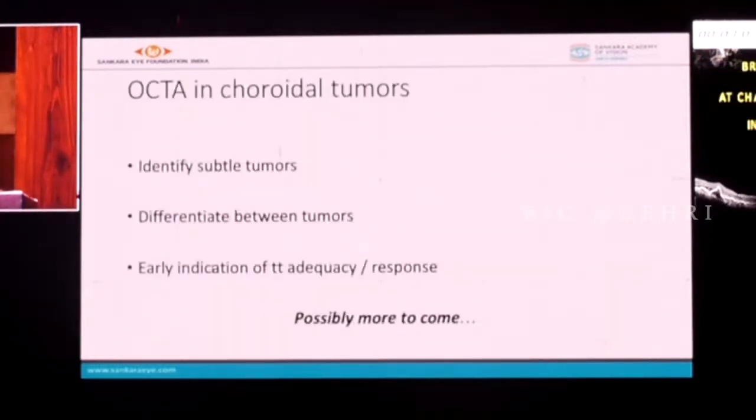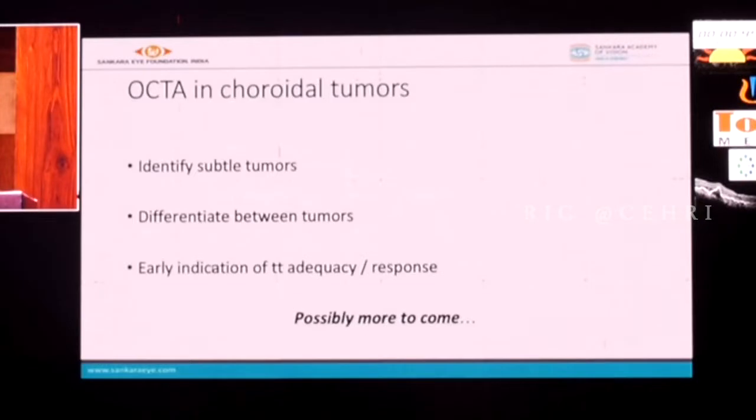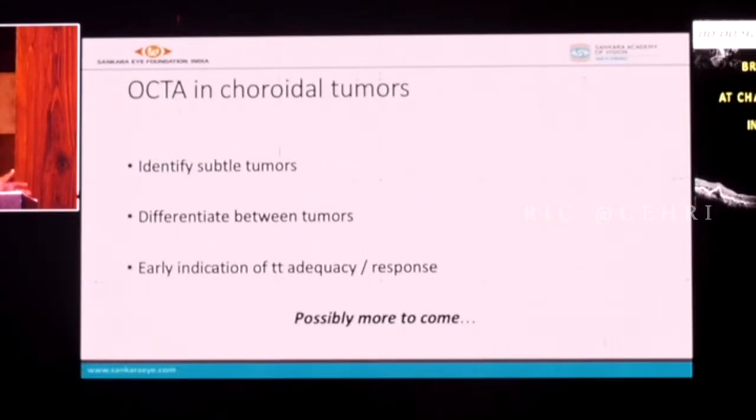So to summarize, OCTA in choroidal tumors does have a role. It helps identify subtle tumors as in diffuse choroidal hemangioma. It helps differentiate between tumors, particularly the pigmented tumors, if they are becoming malignant, if they are developing a vasculature. And it also helps identify treatment adequacy: if you put the plaque correctly, whether the patient is responding to treatment, and possibly more to come.